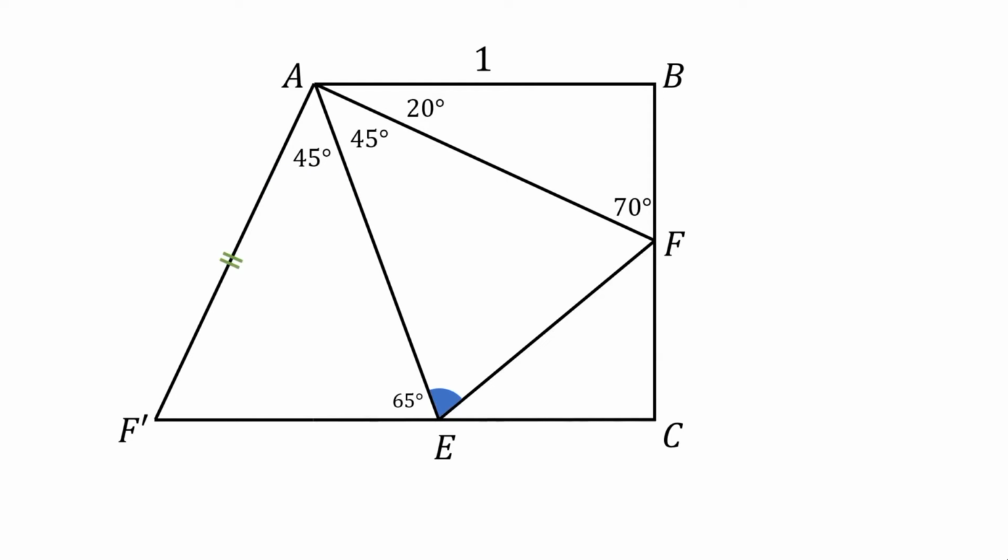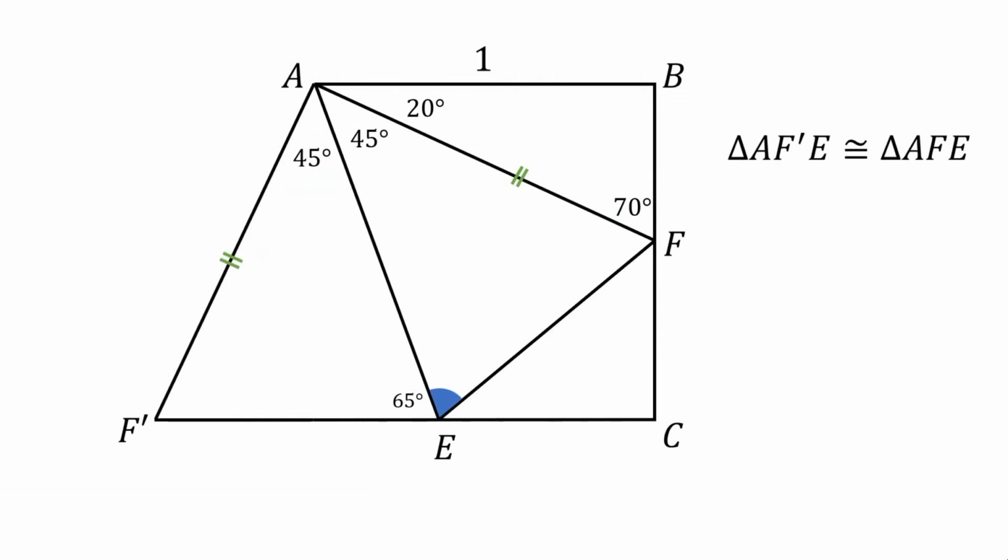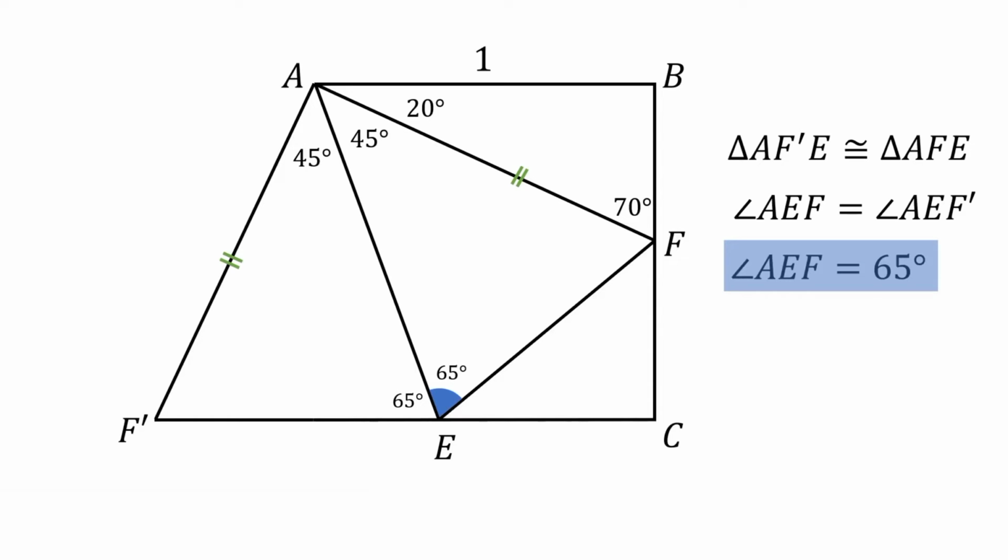Now we are going to consider that AF prime is equal to AF by construction. We thus have two triangles that are congruent by side angle side. Here we have one side that's equal to itself, then we have two angles that are equal to 45 degrees, and then we have two sides that are equal to each other. Therefore, these two triangles are congruent. In fact, they are mirror images of each other. This means angle AEF is exactly equal to angle AEF prime, and so it is equal to 65 degrees. And we're done with the first part of the question.